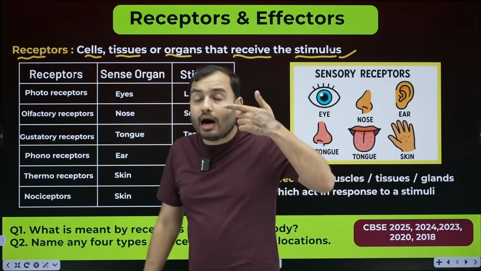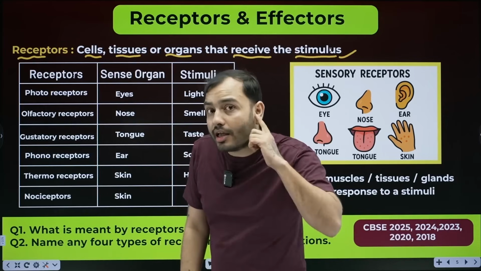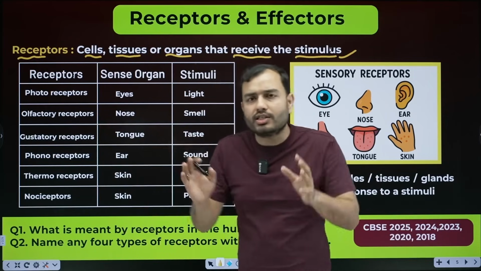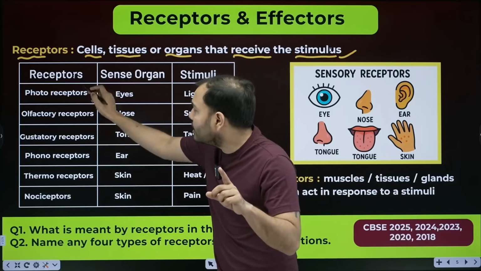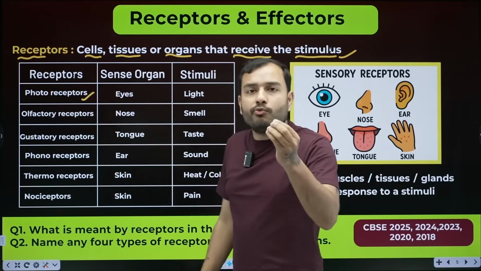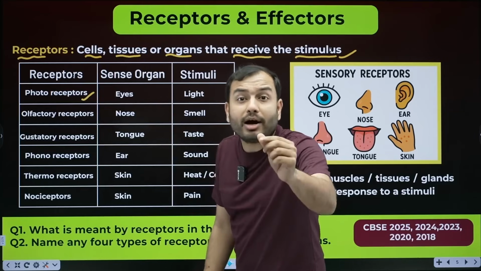Which are they? Eyes, nose, tongue, ear, skin. Skin has 2 functions, that's why it will be 6. Okay, good. Let's understand. The very first thing is photoreceptors. Photo, beta, where did it come from? Photo came from photon. What is photon? It's a particle of light.